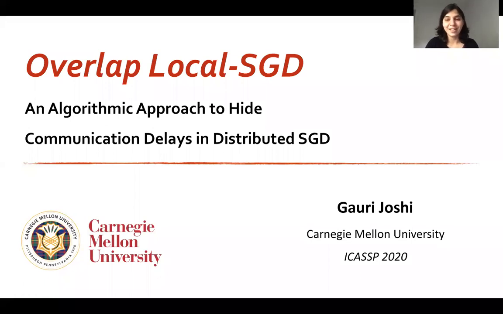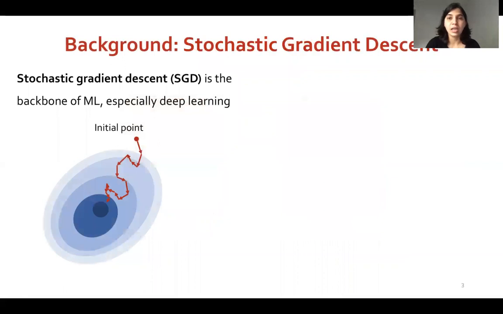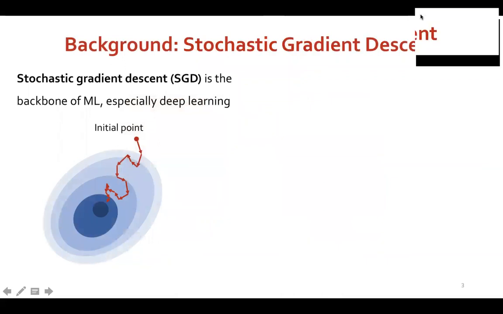Hi everyone, I'm Gauri from Carnegie Mellon University, and today I'm going to talk about Overlap-Local-SGD, which is an algorithmic approach to hide communication delays in distributed SGD. This is joint work with Jianyu Wang, who is my PhD student, and Liang, who is a master's student at CMU.